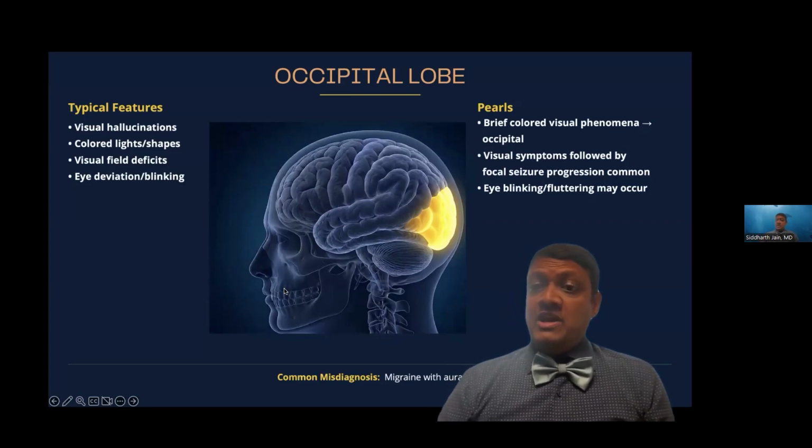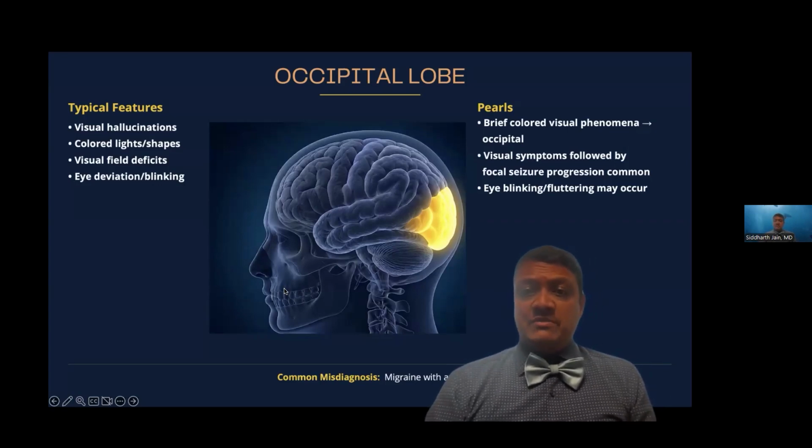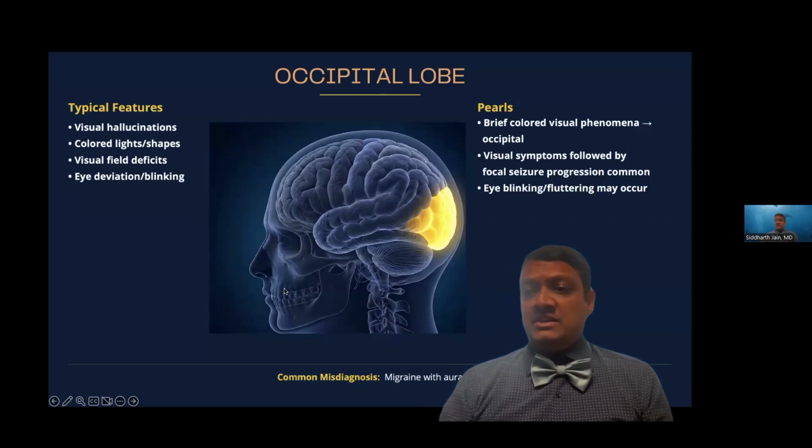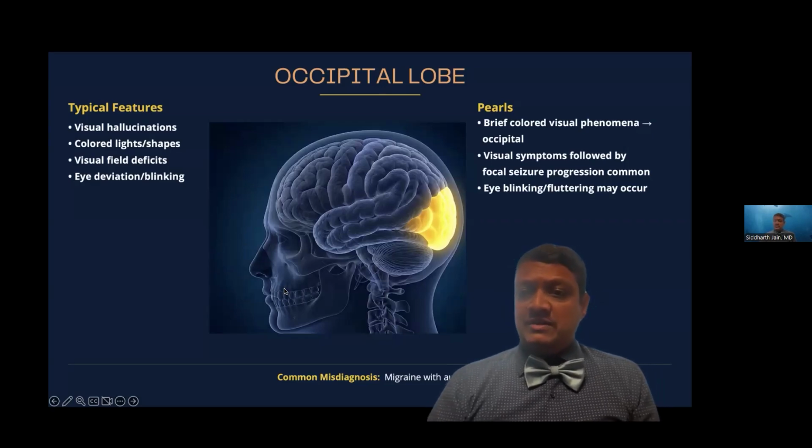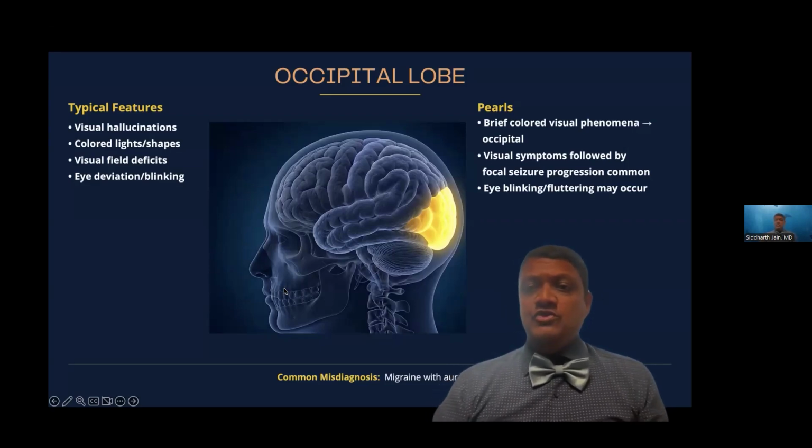The visual phenomena, again, are brief and stereotyped. It's the same phenomena that would happen every time with seizures arising from this area. There can be eye deviation, forced blinking, fluttering, because of the proximity and rapid connection sometimes to the frontal eye field. It's an occipital-frontal pathway where seizures can spread very fast to the frontal lobe from the occipital cortex.